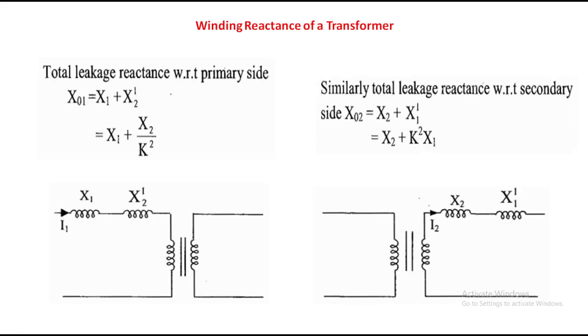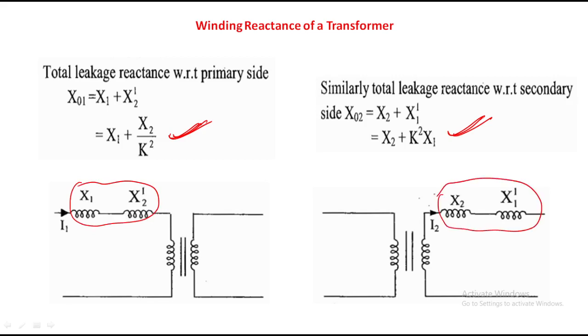So the total leakage reactance with respect to primary side is simply X1 plus X2 by K square, same as in the case of resistance. Like that, the total leakage reactance referred to secondary. This is the total reactance referred to primary, and this is the total reactance referred to secondary. If you know the formulas for resistance calculation, just replace R with X, then you will get the formulas for reactance calculations.